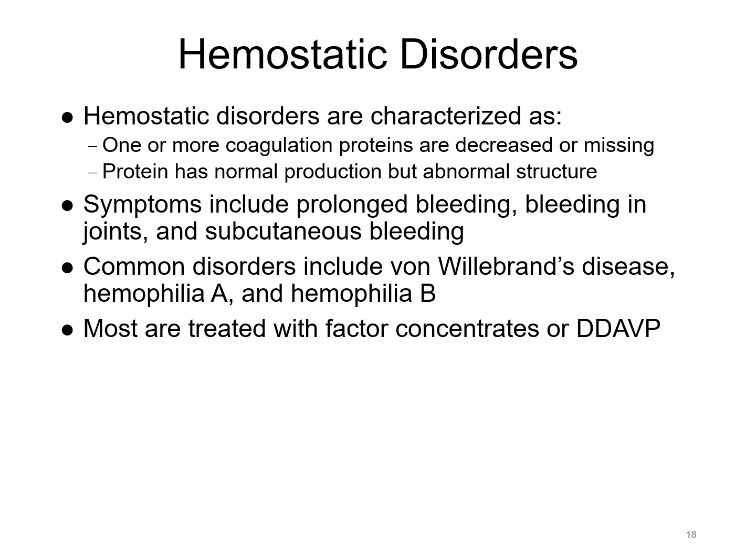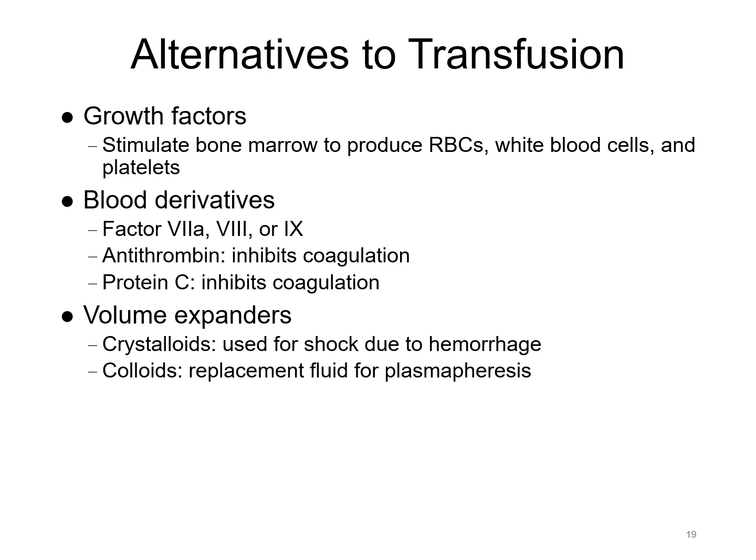Now, some alternatives to traditional transfusion of red blood cells, platelets, and plasma will include things like growth factors. With your growth factors, this is going to stimulate the bone marrow to start producing its own red blood cells, white blood cells, and platelets. You can have various blood derivatives like the various factors, antithrombin and protein C, as well as volume expanders to assist in that volume expansion without using actual blood products. And this will include the crystalloids as well as the colloids.